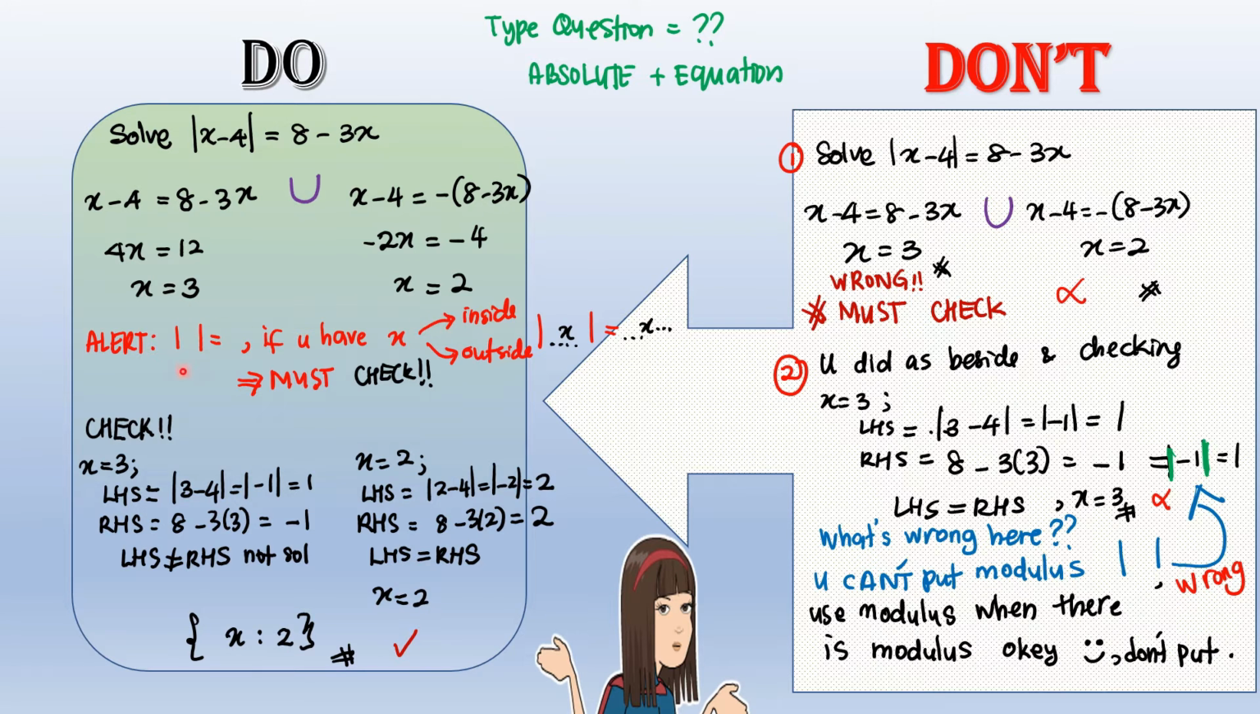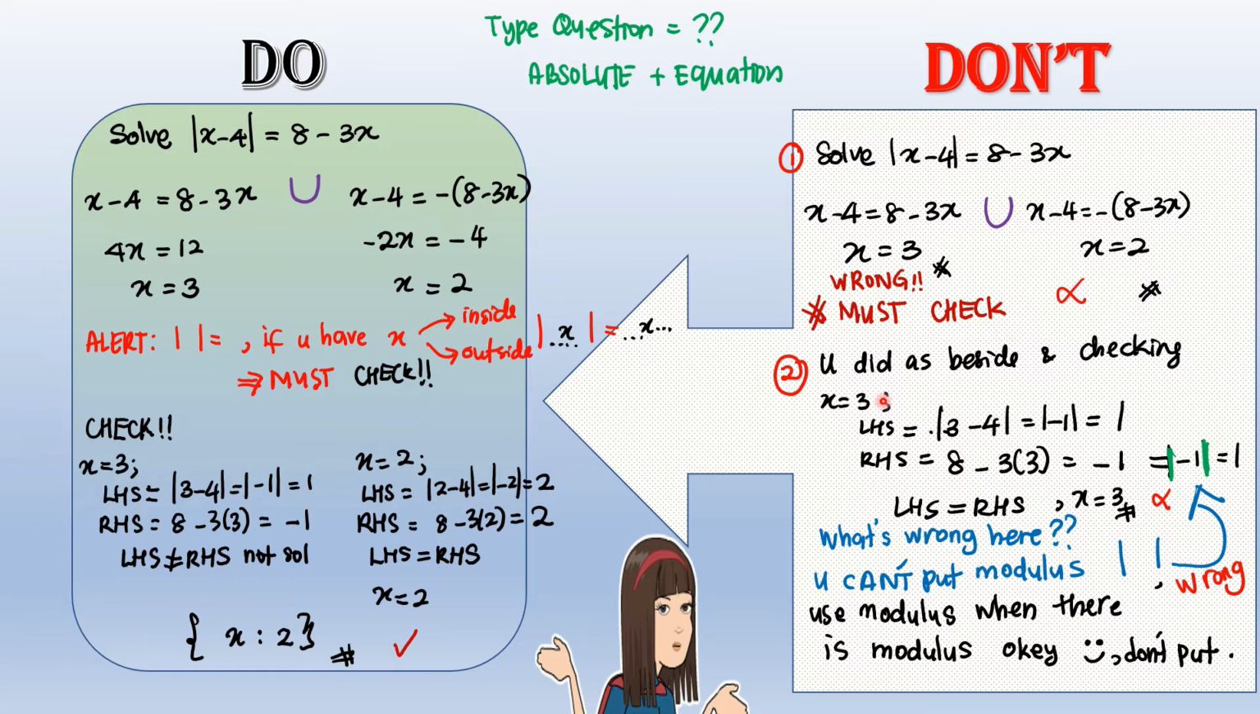Alright, alert: if you have a modulus equal to, with x inside or outside, you must check. Okay, for checking, just substitute the value into the original equation, to the left hand side and right hand side. So here we can see that our only answer is x equal to 2. Alright, let's look at what's the highlight here. What you shouldn't do is accept all the answers. Okay, you can't just accept both answers because we have x inside, x outside. You have a 2 in 1 condition. For a 2 in 1 condition, you need to check. Okay, this is our favorite question to ask you, whether you remember to check or not.